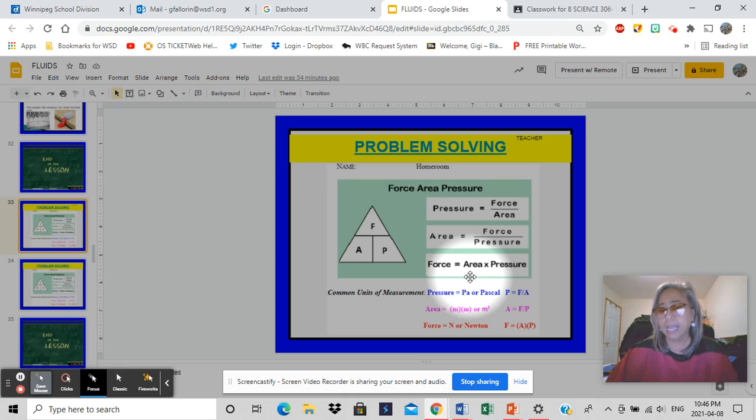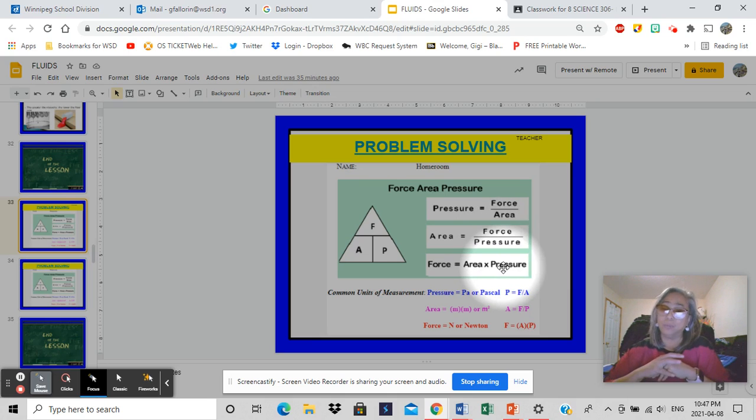That means to multiply. Now if I'm looking for pressure, for instance, I cover up P, or pressure, and have F on top, numerator, A down, denominator. That's why you have the formula here. Pressure is force over area. And if you're looking for the area, for instance, cover up A, you are left with F and P. F in the numerator and P in the denominator. So that would now be area equals force over pressure.